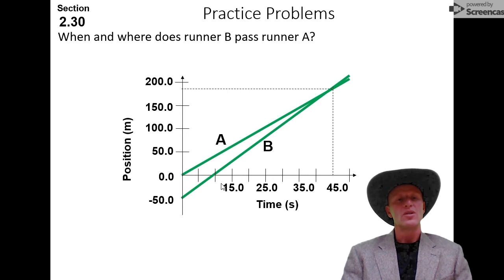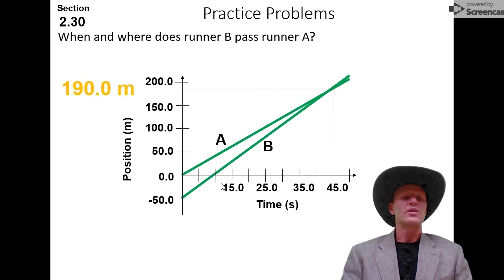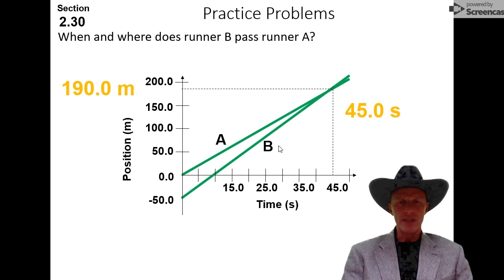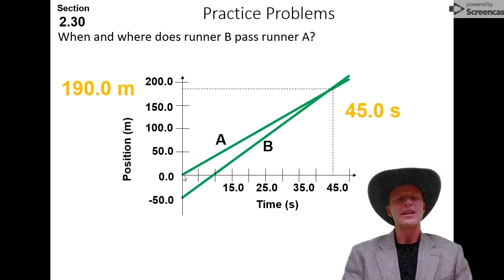Easier questions. Where does runner B pass runner A? When are they in the same position at the same time? All you have to do is read the intersection point, which would be 190 meters away from where you started collecting data and 45 seconds later. It looks like runner B gave runner A a head start. He said, go ahead, little brother, move out 50 meters. I'll let you start ahead of me. So he started 50 meters ahead of where they started collecting data, or where the motion detector would be.